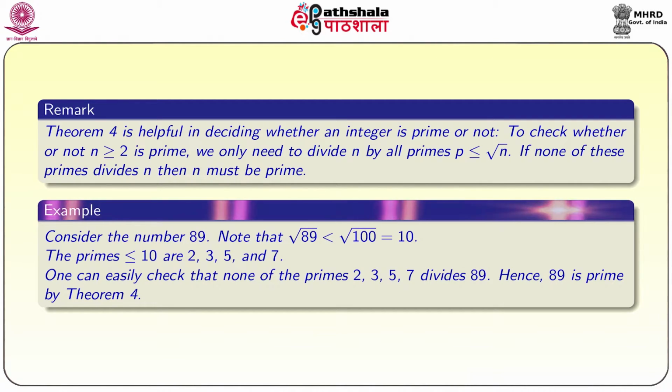Consider the number 89. If you look at that, root 89 is less than root 100, which is equal to 10. So, the primes less than or equal to 10 are 2, 3, 5, 7. One can easily check that none of the primes 2, 3, 5, 7 divide 89. So, from the previous result, 89 is a prime number.